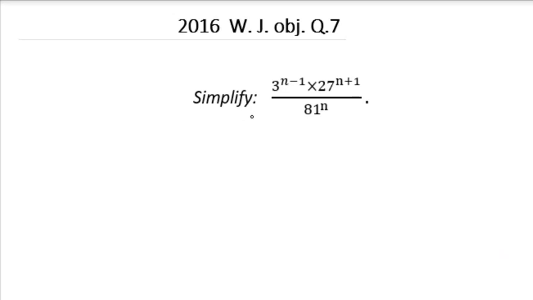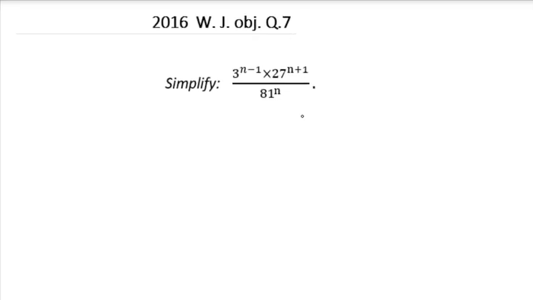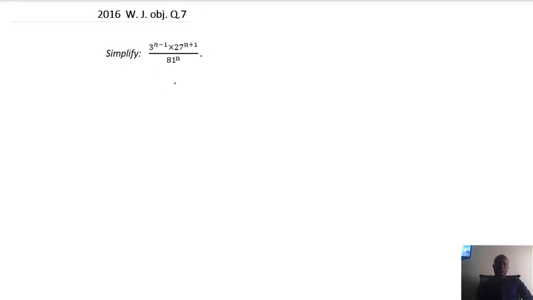Welcome once again. We are still on indices. Today we are going to tackle 2016 WASSCE June objective question number 7. And this is the question: simplify 3 exponent negative n minus 1 times 27 exponent n plus 1, all divided by 81 exponent n. Here, simplify means we are reducing it to the simplest form. So let's solve it and see how we will come up with it.